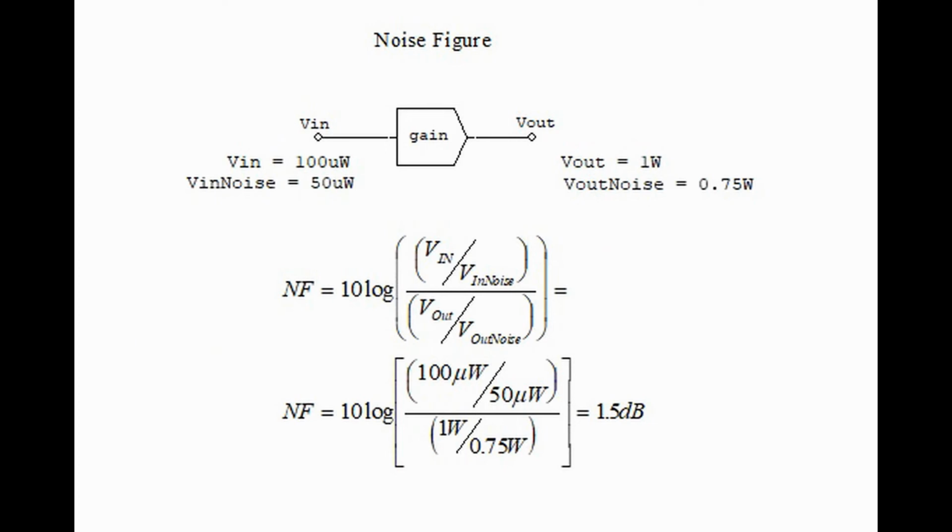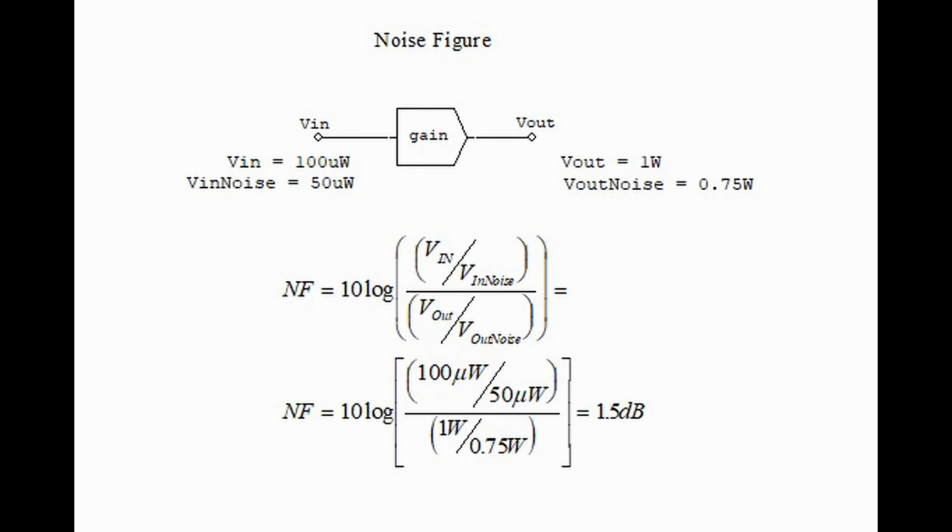Absolutely every electronic component produces noise. It produces noise when it amplifies, it produces noise when it receives a signal, a resistor, capacitors, everything produces noise. Let's look once again at our amplifier. In this case, we have an input of 100 microwatts, and with it comes noise of 50 microwatts. And we're going to amplify this, and then at the output, we have an output of 1 watt with output noise of 0.75 watts. Now we want to measure the noise figure.